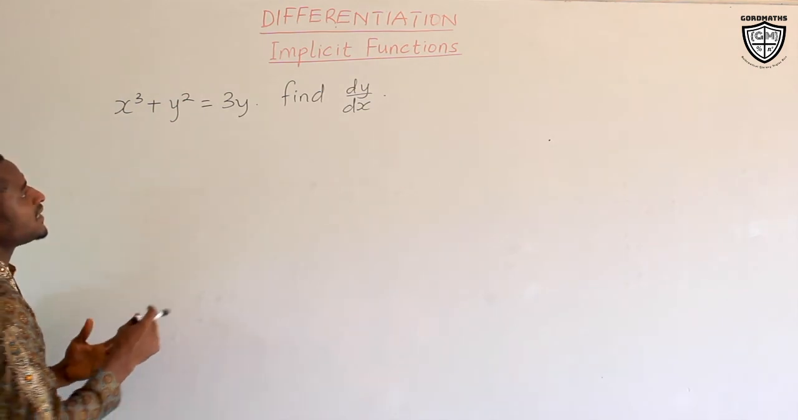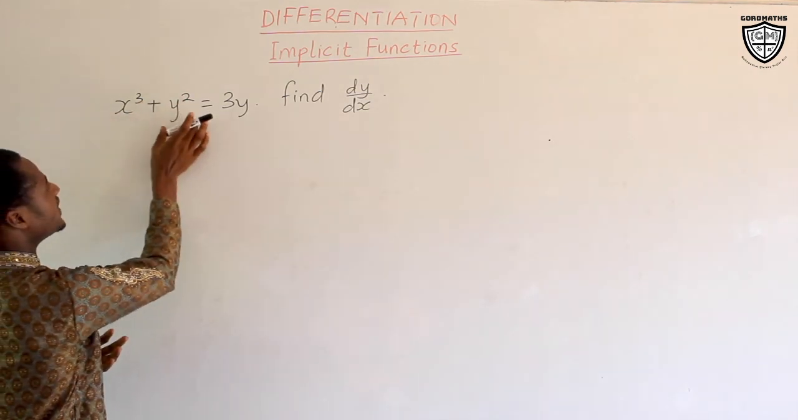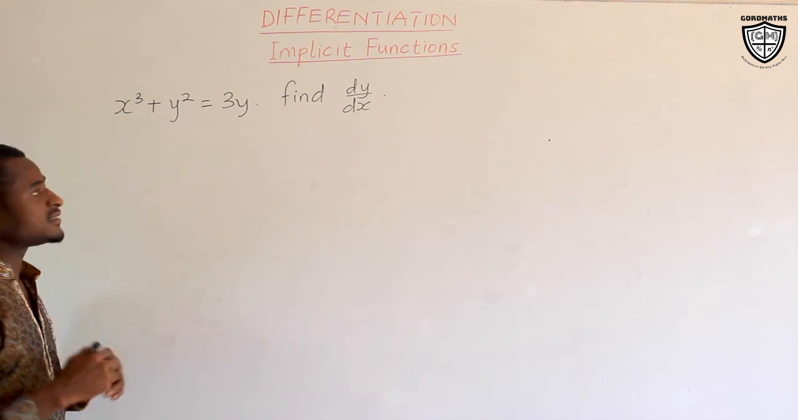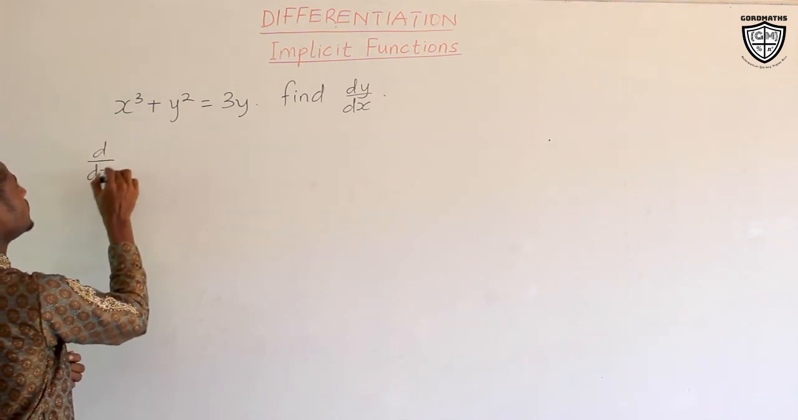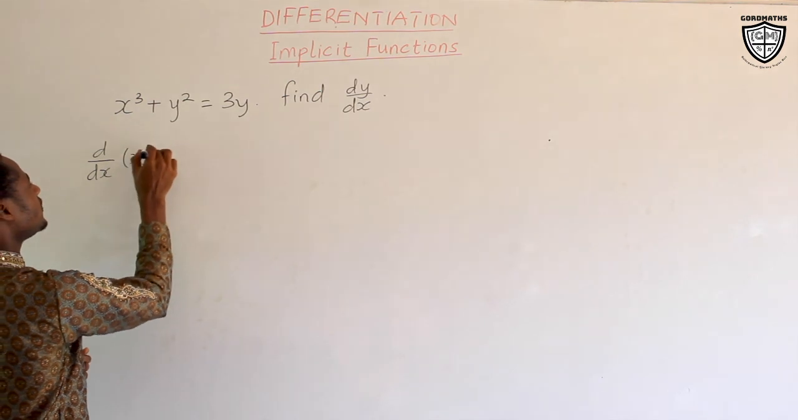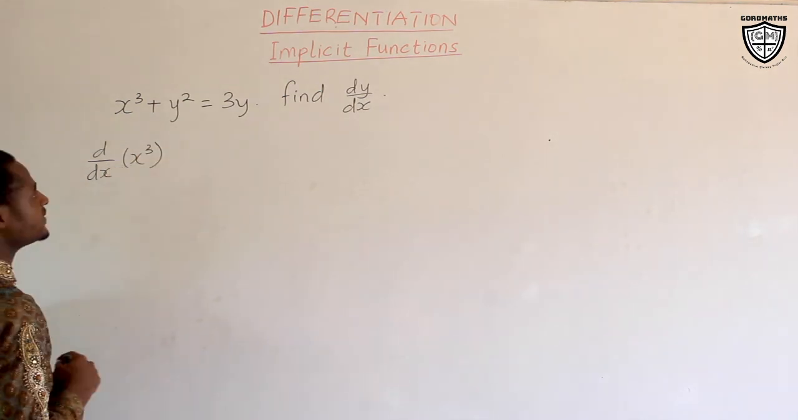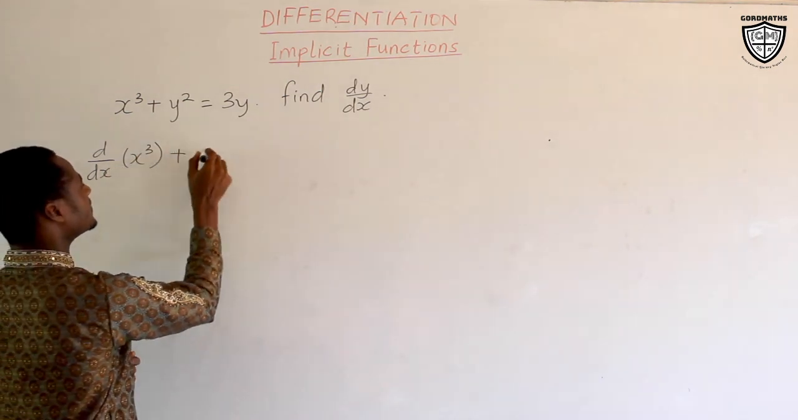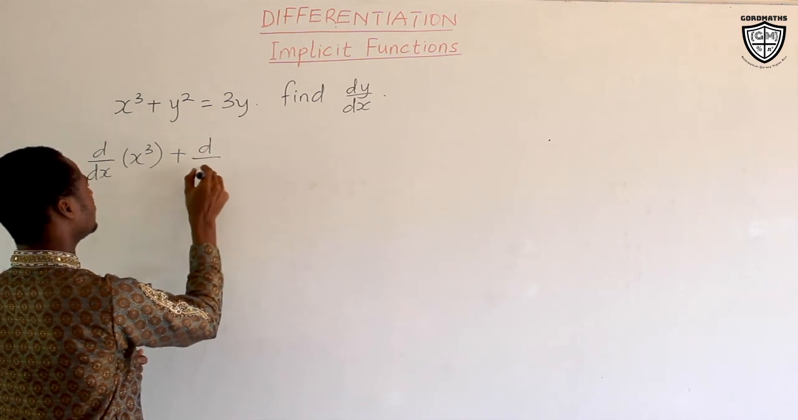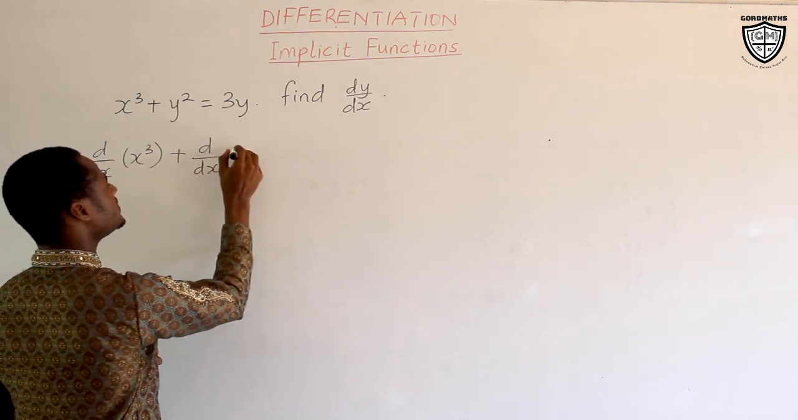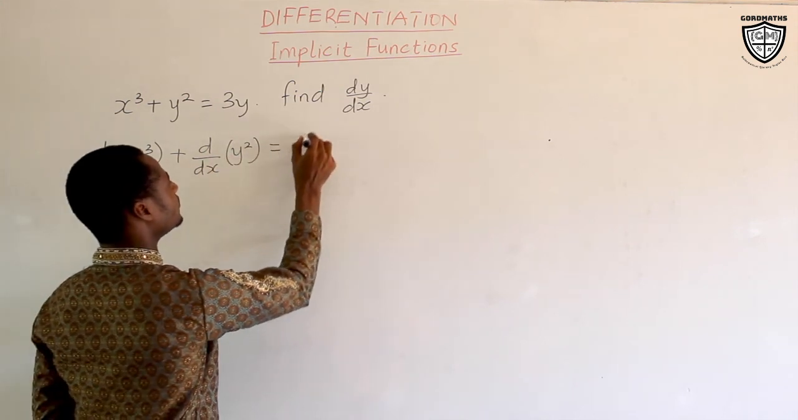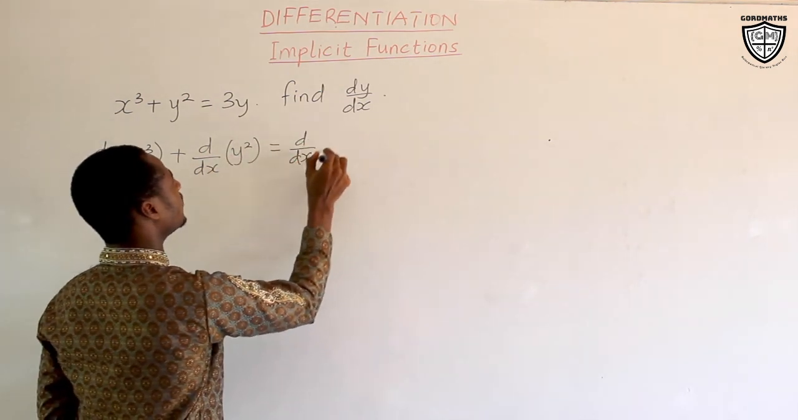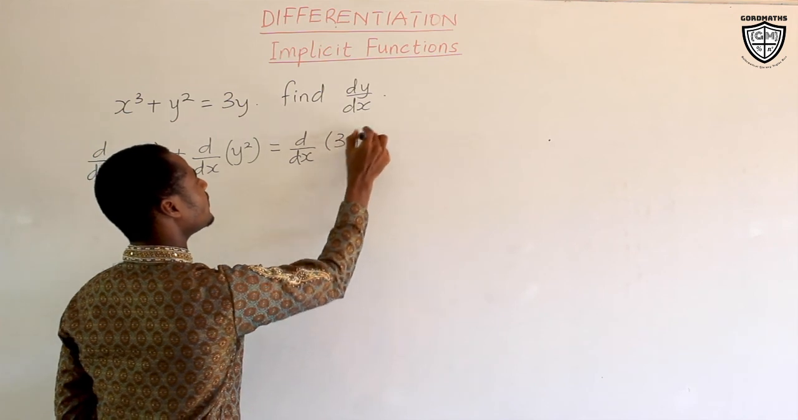Now, let's take the derivative of each term of the function. That is, we will find the derivative of x cubed, which we will call d dx of x cubed, plus the derivative of y squared, which is d dx of y squared, and that is equal to the derivative of 3y.